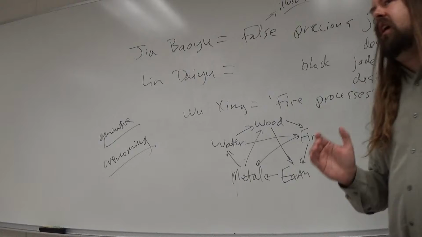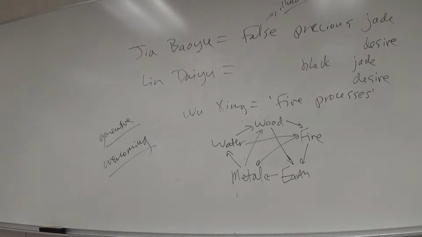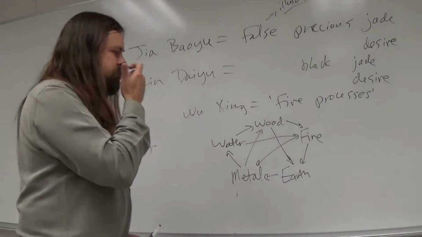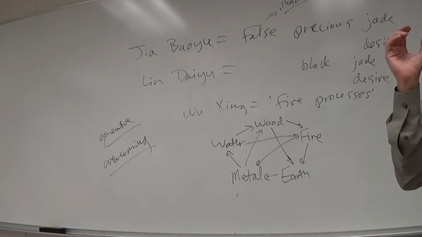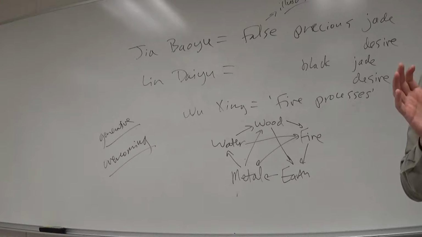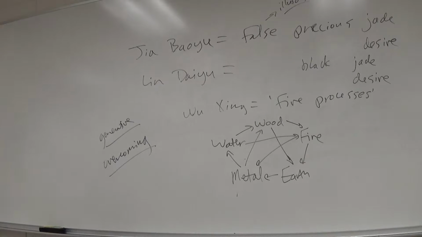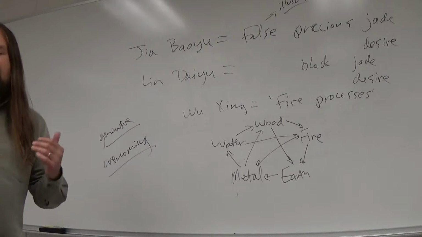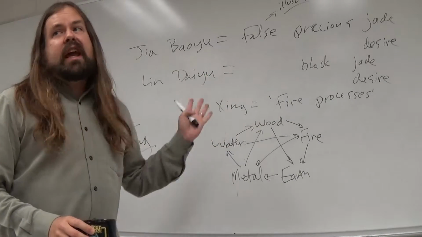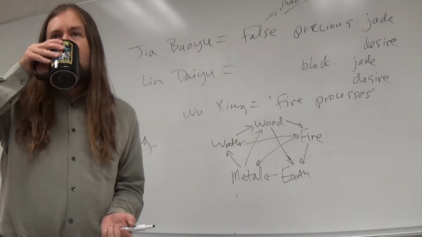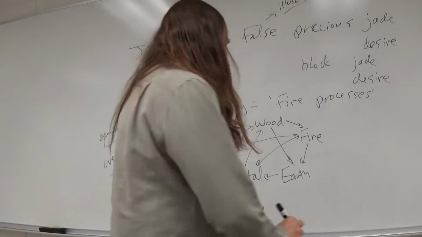So if we're talking about Lin Dai Yu as the crimson pearl flower and Jia Bao Yu as the sentient jade stone, what kind of relationship from the perspective of Taoist alchemy do they have? What element would the jade seem to correspond to? It would be earth. Yeah, it's earth. It's a stone. Good.